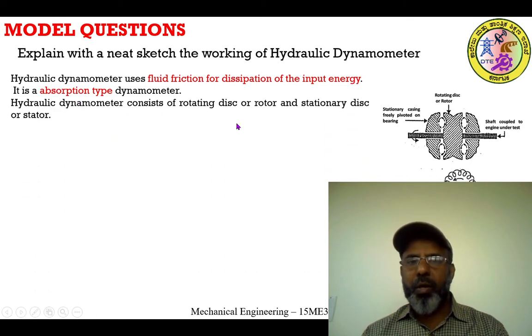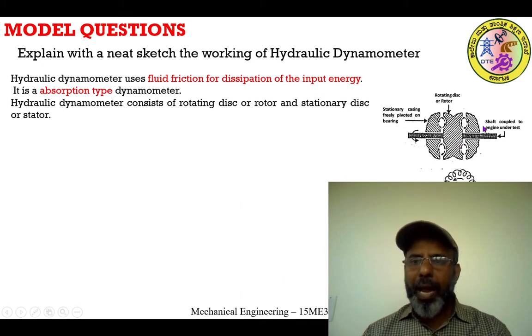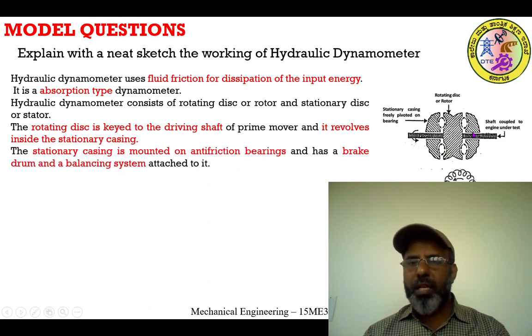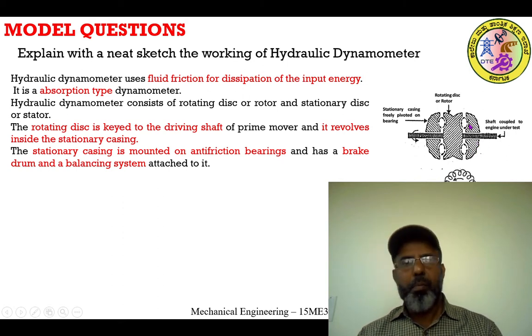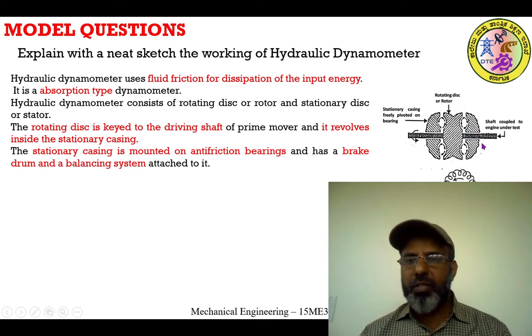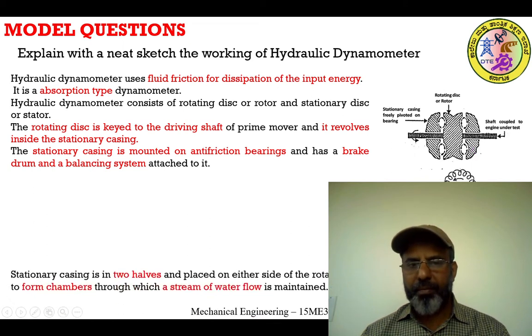And generally, this hydraulic dynamometer consists of a rotor and stator. This rotating disc is generally keyed to the driving shaft of the prime mover, and it revolves inside the stationary casing. And this stationary casing will be mounted on anti-friction bearings, and it has a brake drum and a balancing system attached to the stator. But in our schematic diagram, it is not shown.